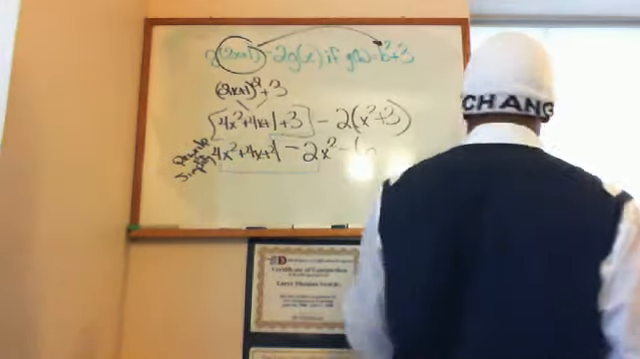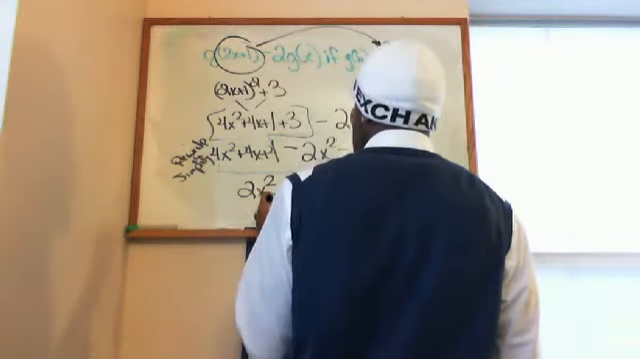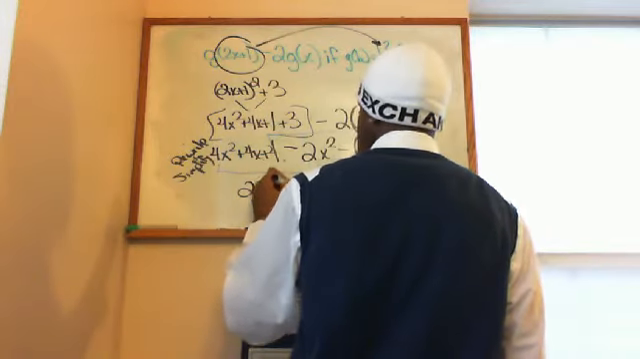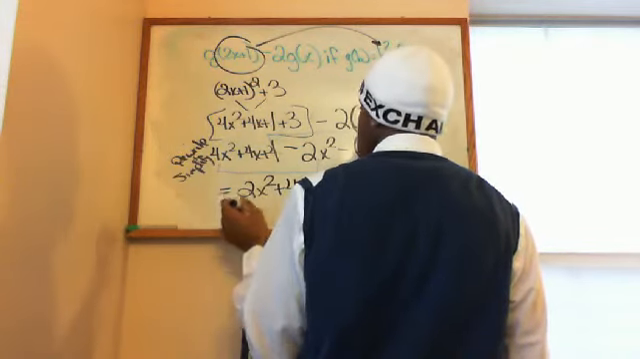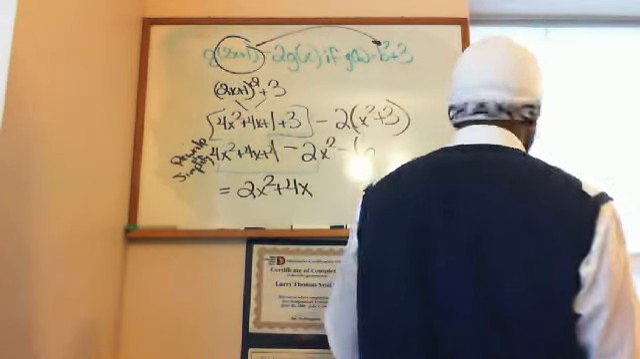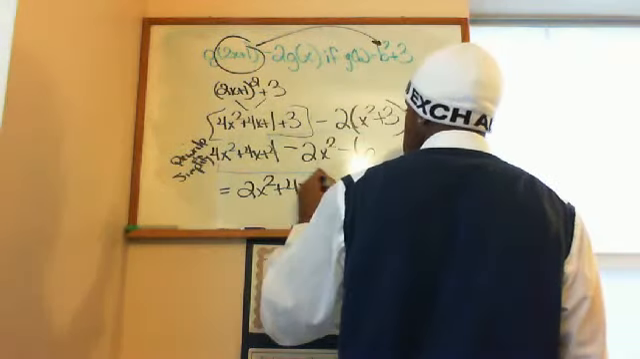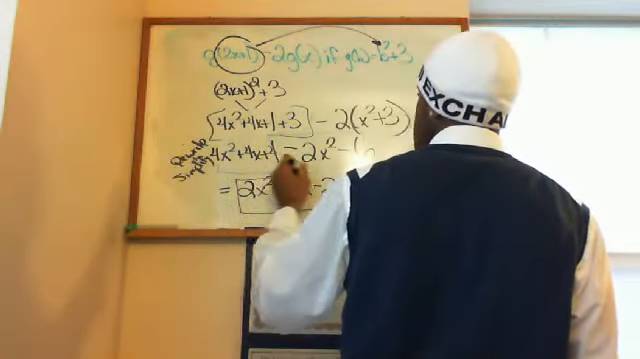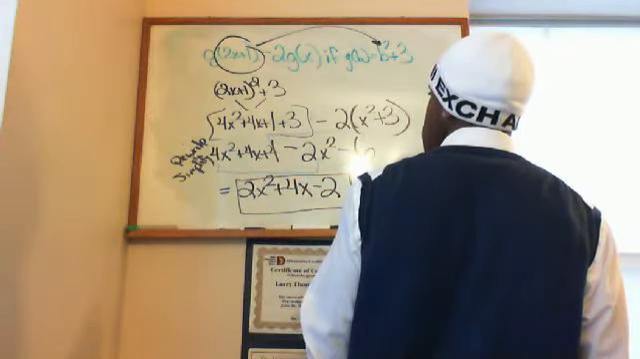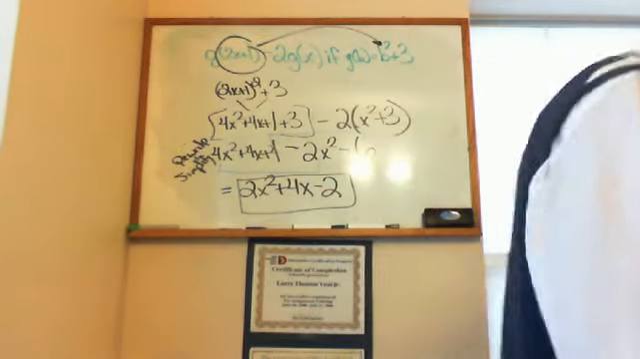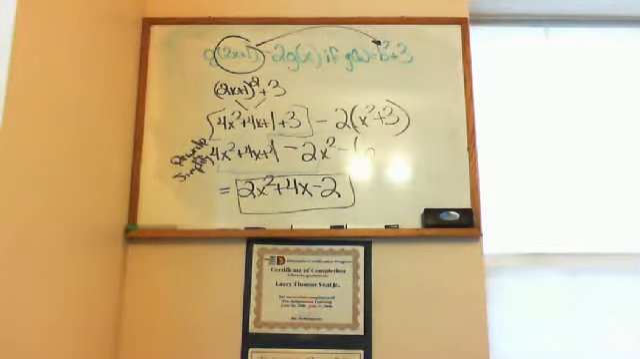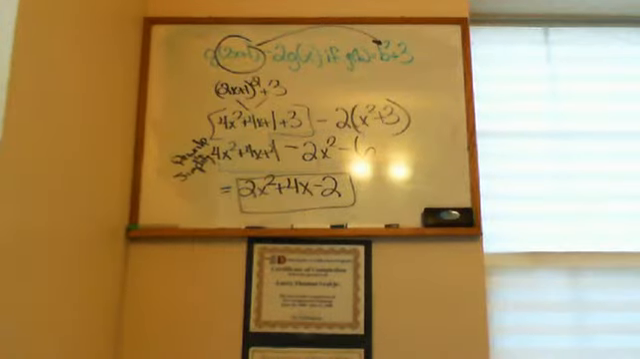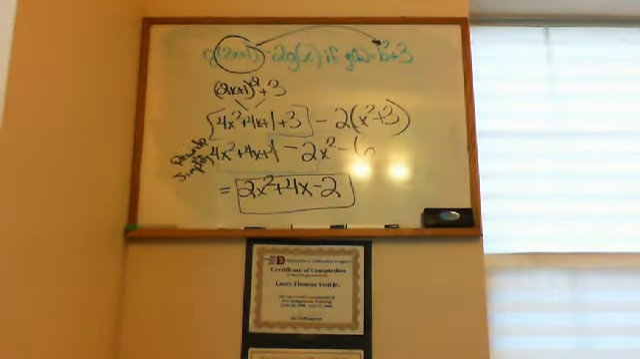So, Miri, what's 4 minus 2? 2, right? So 2x squared plus 4x, there's nothing else to match it with. And then 4 minus 6 is what? Negative 2. And that becomes my answer. That's it? Look at that. Is that what you got? Alright, cool. We're good to go on that, right?